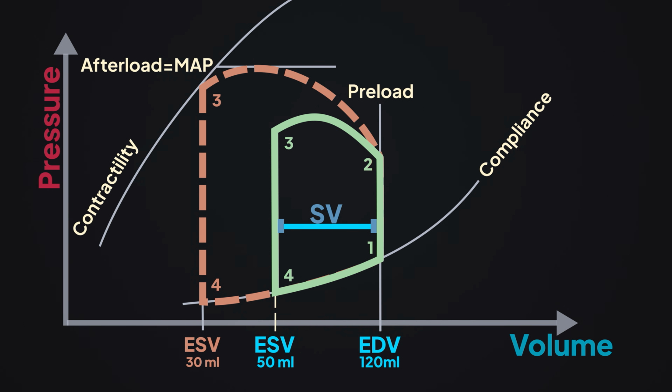Because the heart is squeezing harder, it pumps out more blood and leaves less behind. This means your end-systolic volume drops and the graph becomes wider. Naturally, a wider graph means a higher stroke volume.